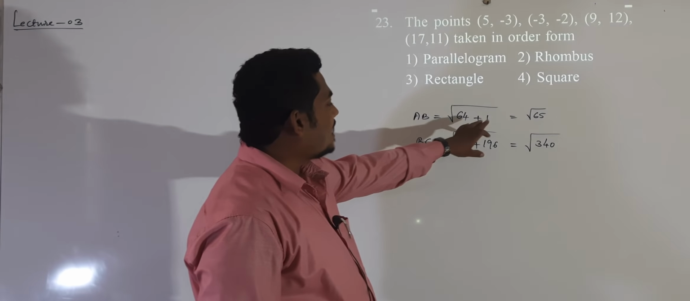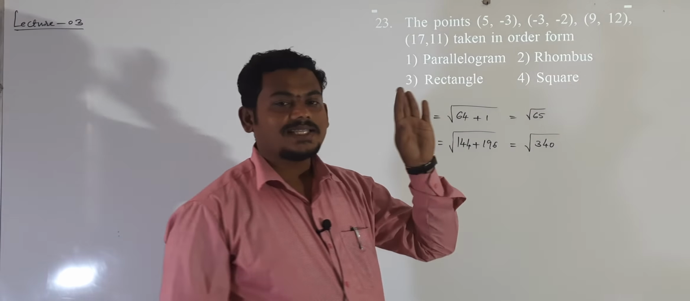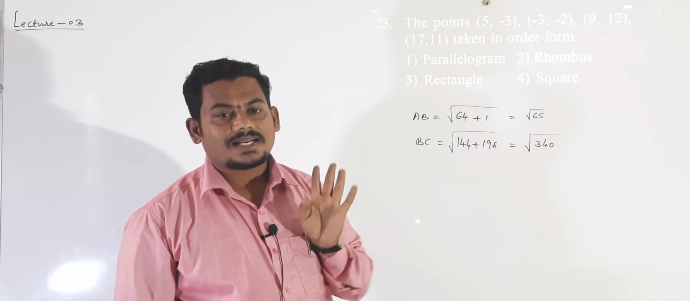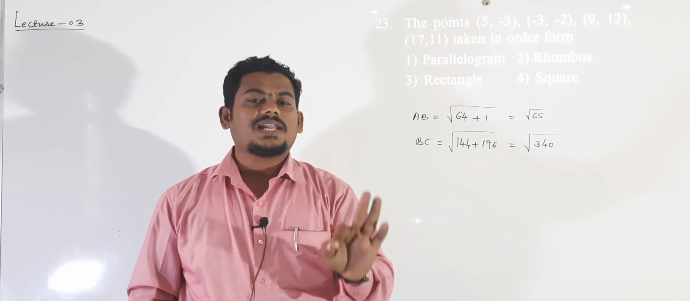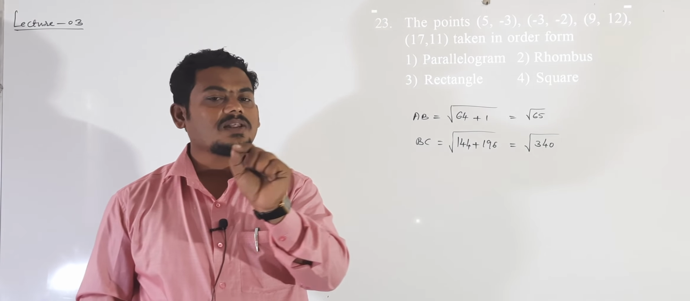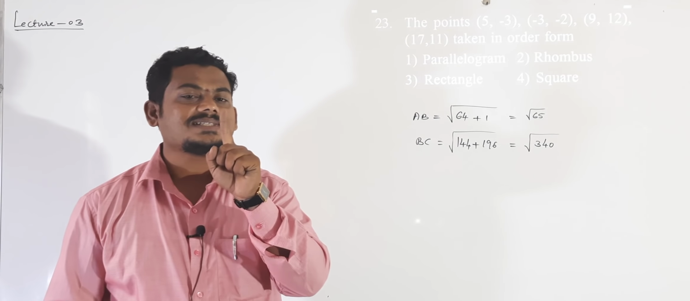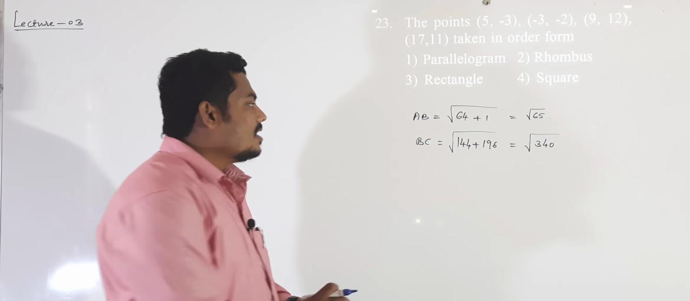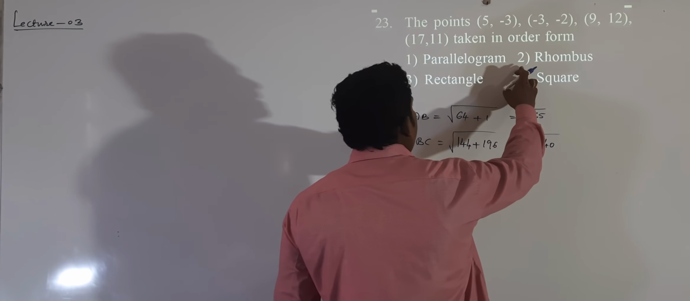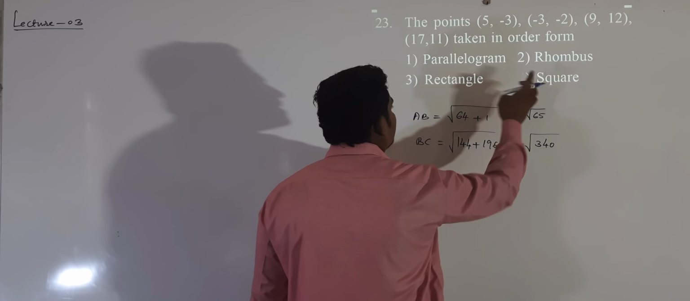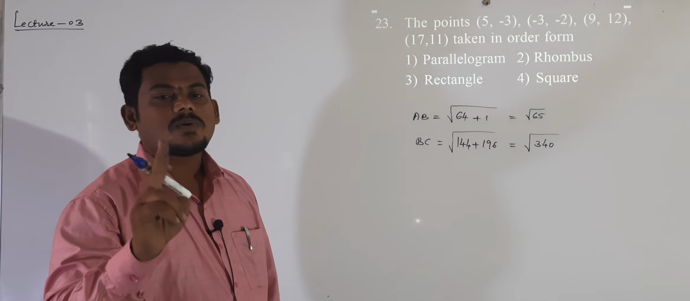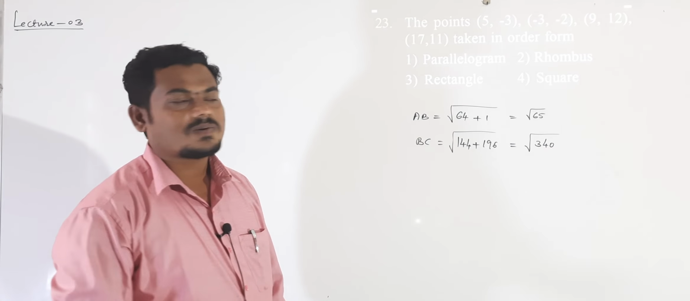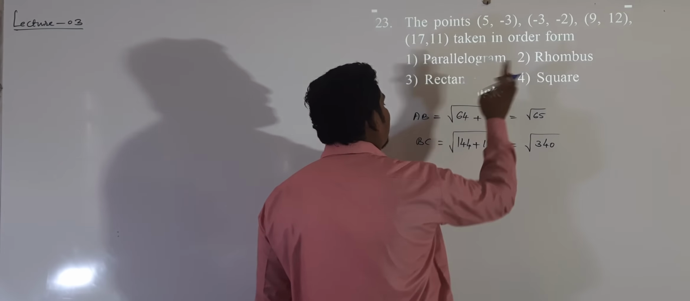Given quadrilateral, adjacent sides unequal means either it is a parallelogram or a rectangle, right? That depends on the diagonals. From this, these two options, rhombus and square, are not possible, because in a rhombus and square adjacent sides are equal only. Means these two options are not possible.